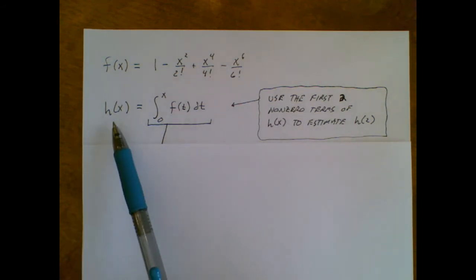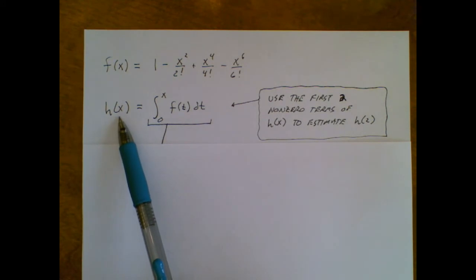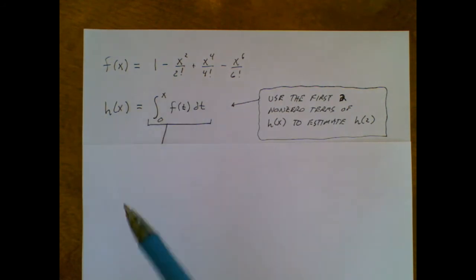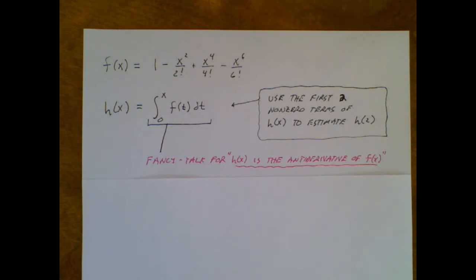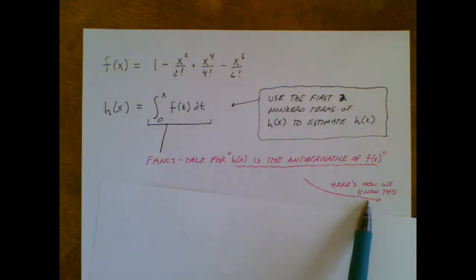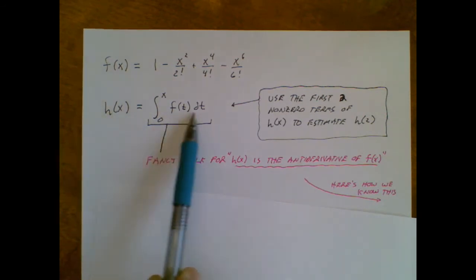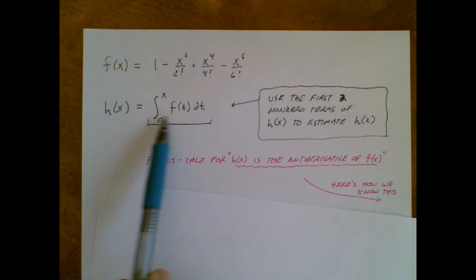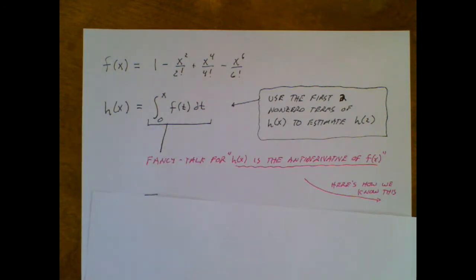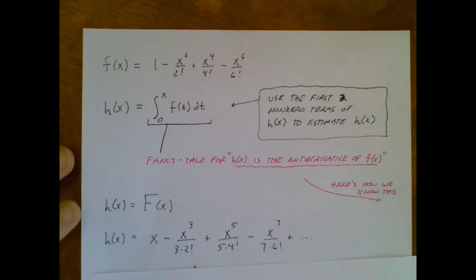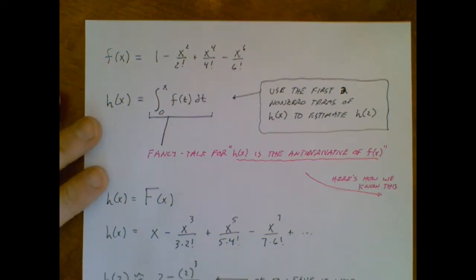So that means we need to build h of x. But h of x is an integral of f of x. So this seems like it's pretty rough, but once you get used to this style problem, you'll notice that this is just fancy talk for h of x is the antiderivative of f of x. And later on, we're going to go and show you how I know that. But let's just assume right now that you're in the club and you realize that this language says h of x is simply the antiderivative of f of x. Then I can go through and just do the antiderivative term by term.